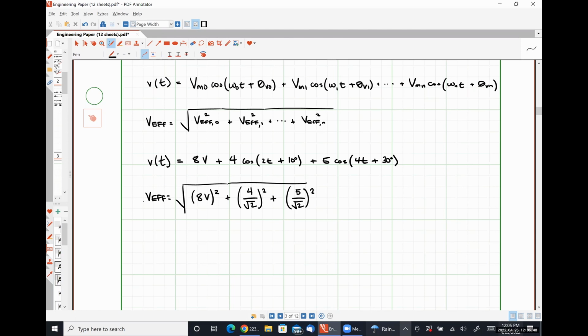Is that the same equation that's used for like adding vectors? It's pretty similar. You could think of it.